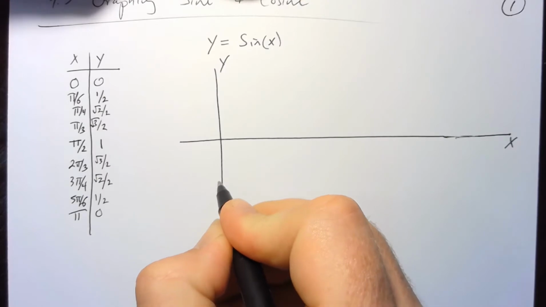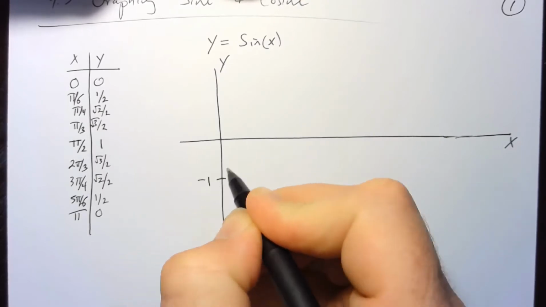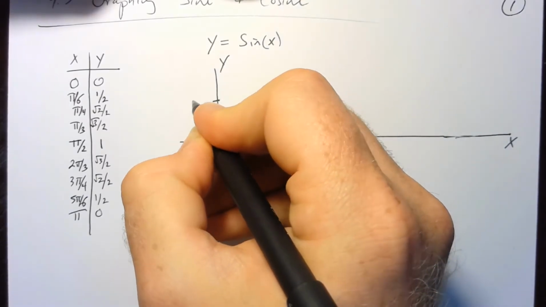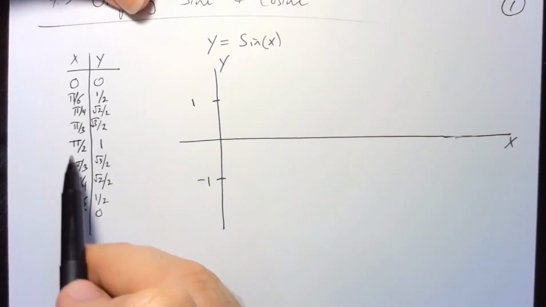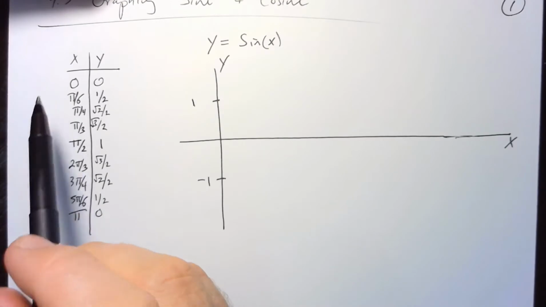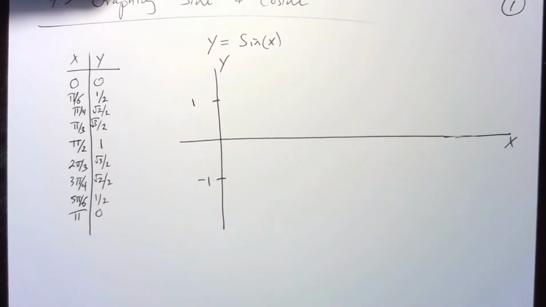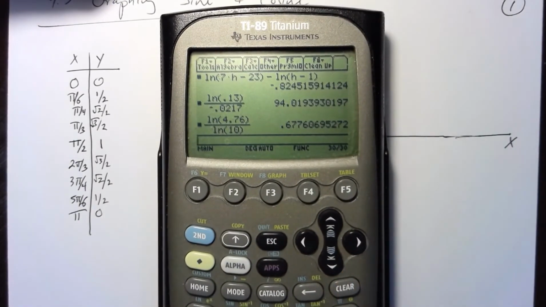So for the basic function, I'm going to go ahead and put a -1 down here, about the same distance, a +1 up here. Next, I'm going to figure out what all these values actually represent. Remember, we're plugging in these x values of pi over 6, pi over 4, and so on and so forth. So utilizing our calculator, we can go ahead and plug those values in.